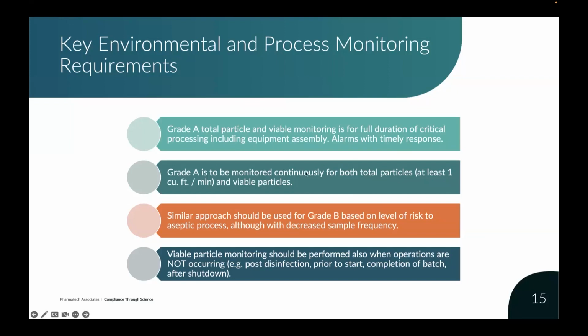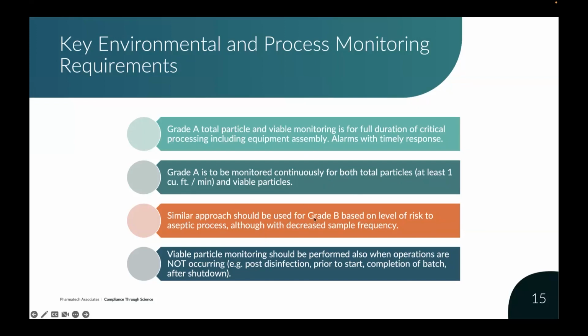Grade A is to be monitored continuously for total particles. Again, it's noted at least 1 cubic foot per minute is pretty typical, and viable particles. So that means the plates, both settling plates and active air plates, have a certain length of time. Those need to be appropriately replaced so that you're continuously monitoring during the equipment assembly and the entire operation.